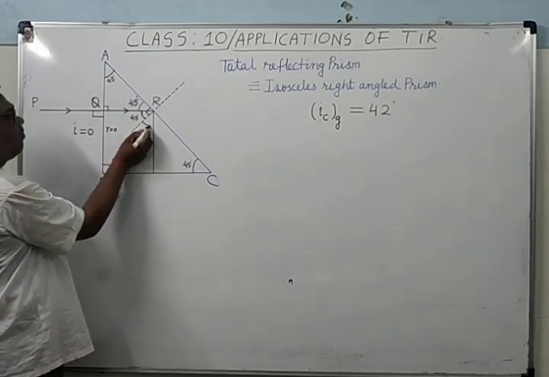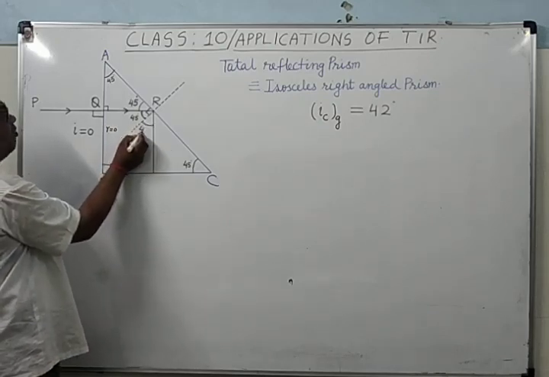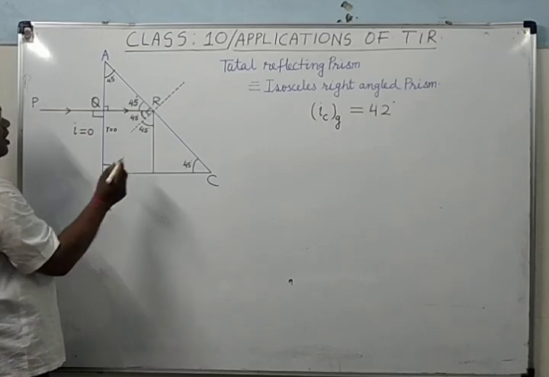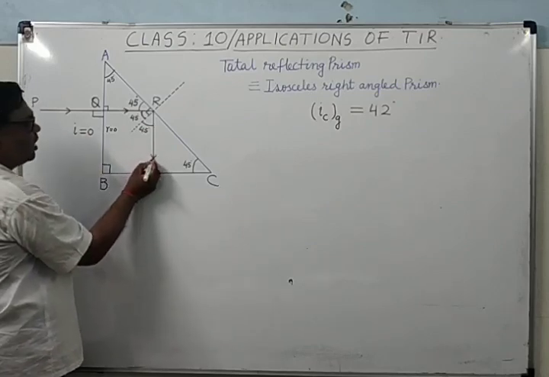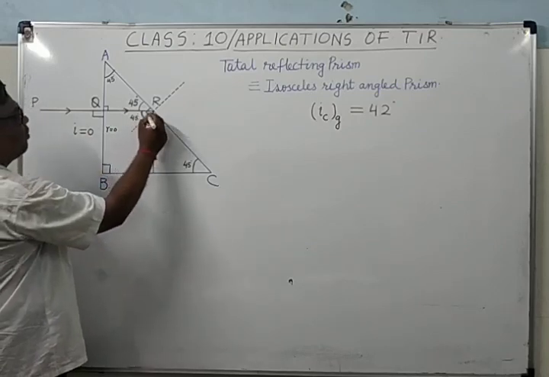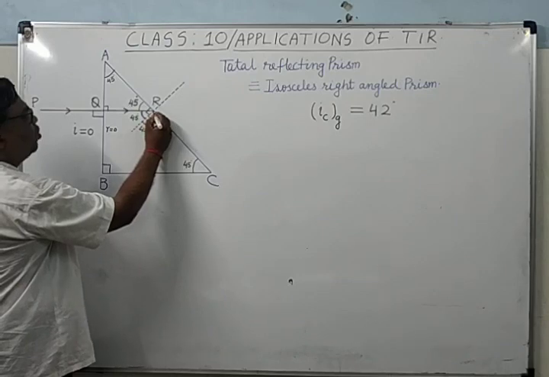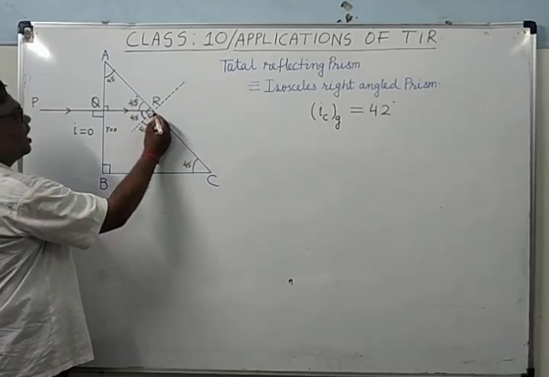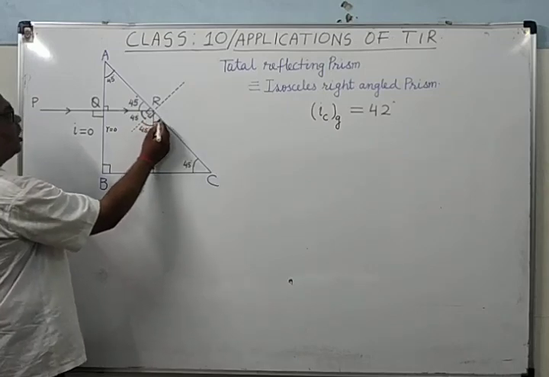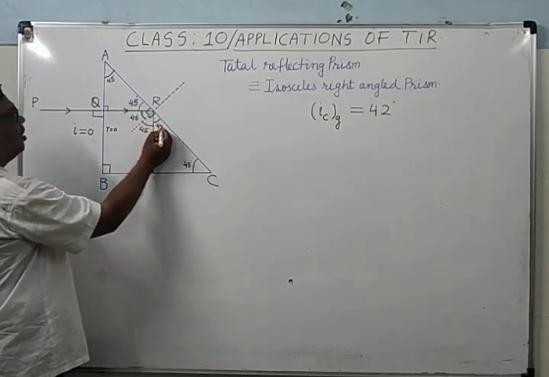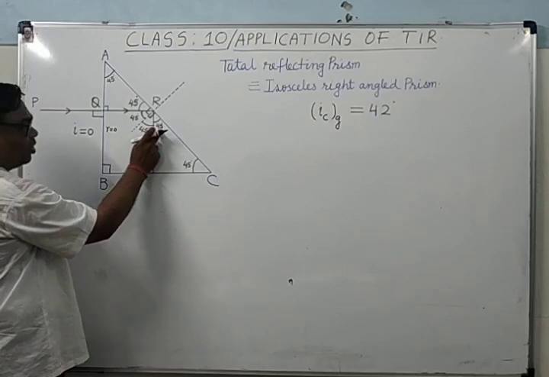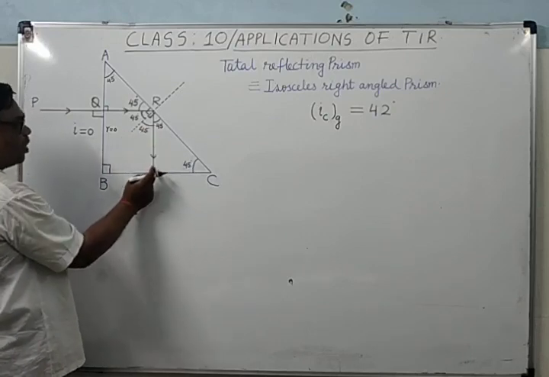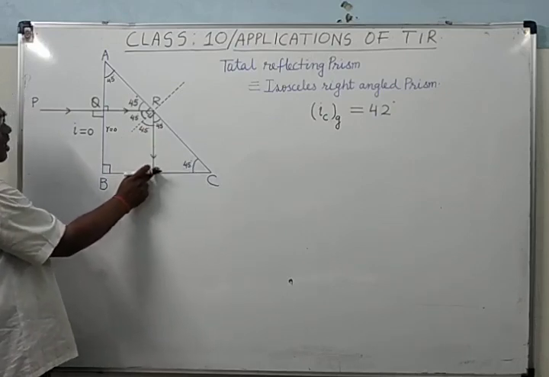So angle of reflection will also be 45 degree. Is it clear? Now it is going in this direction. This is 45 degree. This angle we already know that this is 90 degree. This angle is 90 degree. So what is this remaining angle? 45 degree. Now this is 45, this is 45. So what will be the measure of this angle?